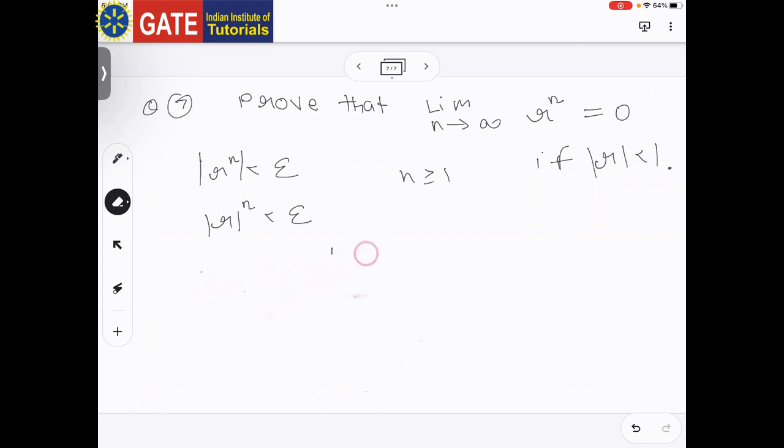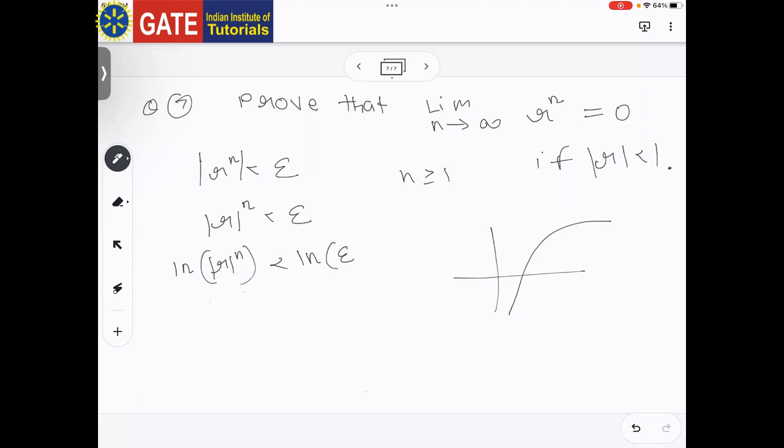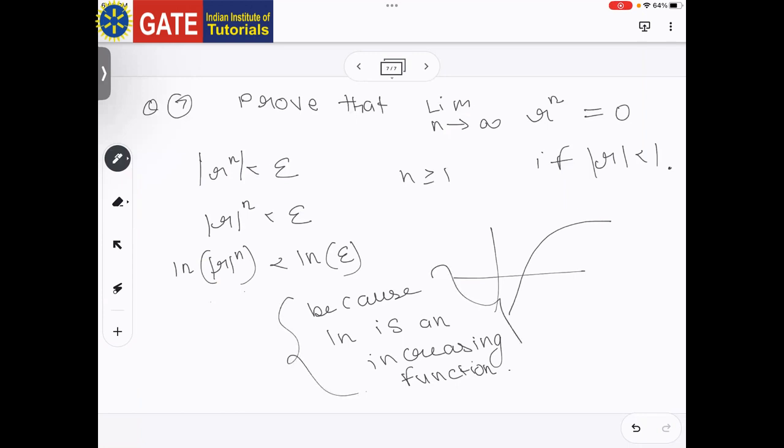So you do it this way. You take ln on both sides. Logarithm is an increasing function. So ln of modulus of r^n is lesser than ln of epsilon, because ln is an increasing function. From here you will get n times ln modulus of r is lesser than ln epsilon.